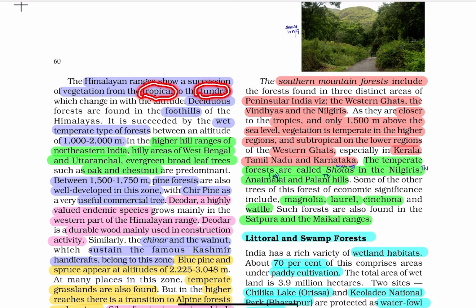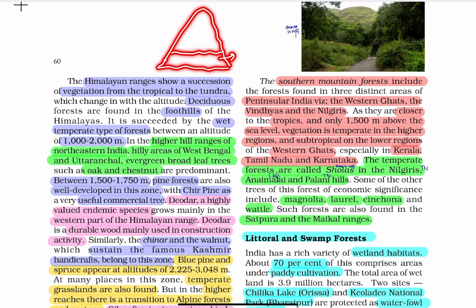If this is the mountain, here you will find mostly the tropical vegetation, the types of vegetation you find in tropical areas, because the temperature is comparatively more here. As you move up, you will find the tundra vegetation, the vegetation you find in the tundra areas of latitude. Because the latitudinal decrease in temperature is the same as the altitudinal decrease, the vegetation will also change. Now, in the foothills of the Himalayas, you will find the deciduous forest.